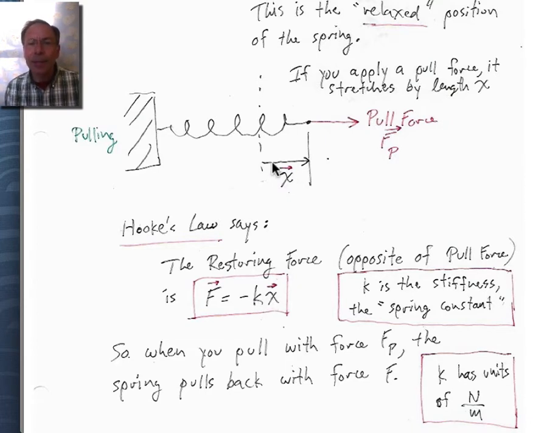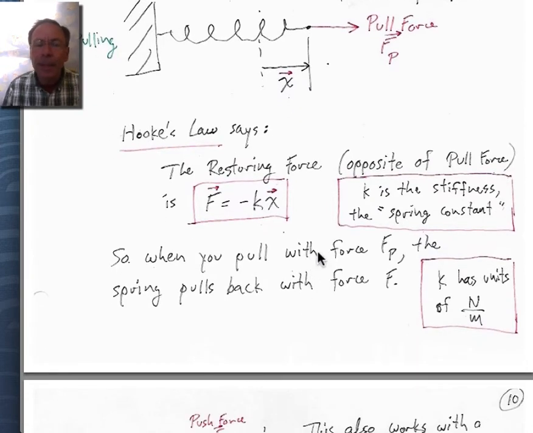And x, as we already said, is how far you've pulled it. And k is called the spring constant, and it represents the stiffness of the spring. So if k is a big number, then you have a really tough, stiff spring. And if k is a small number, you have a kind of floppy, easy to pull spring. All right. K has units of newtons per meter, right? So for every meter you pull on it, you get so many newtons per meter.